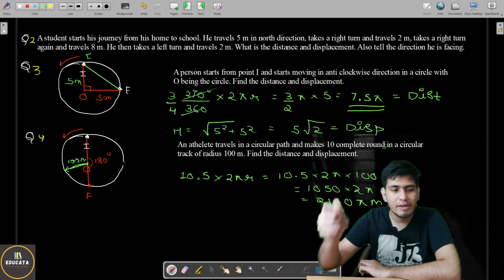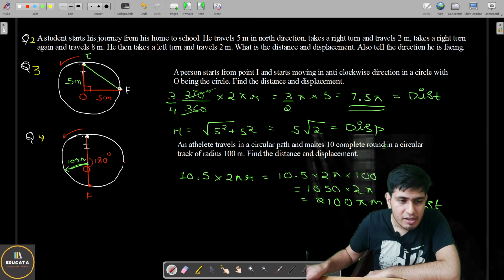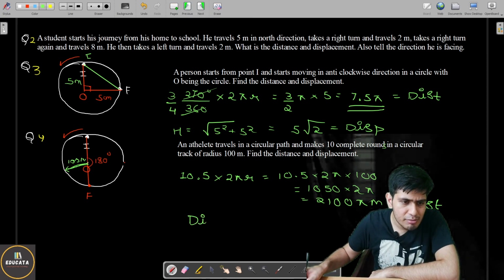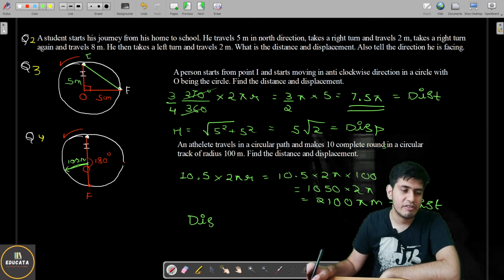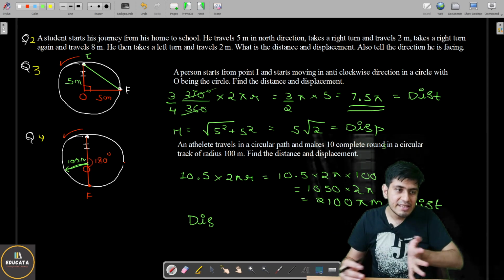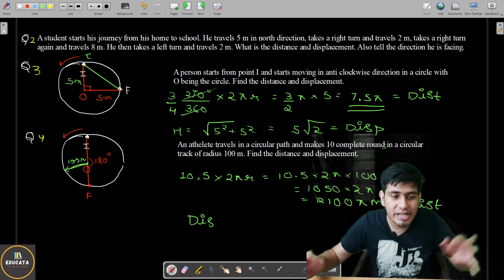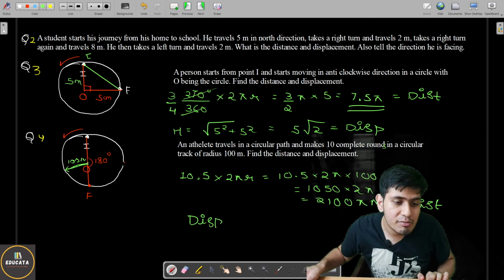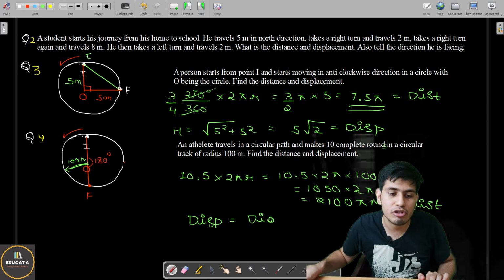But what is the displacement now? This is the distance covered by the athlete, but what is the displacement? For displacement, we can calculate it simply. He is moving from here to here with an angle of 180 degrees in between, means we can draw a straight line from initial to final position. He is traveling 100 plus 100, which is equal to the diameter. So the displacement is equal to the diameter of the circle.